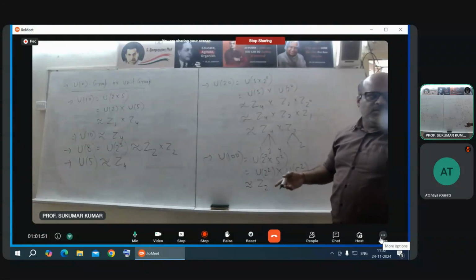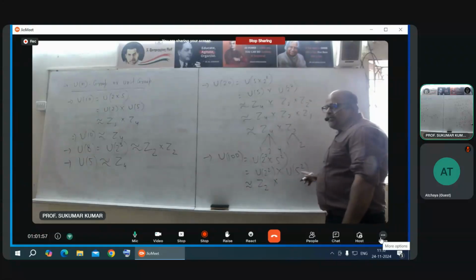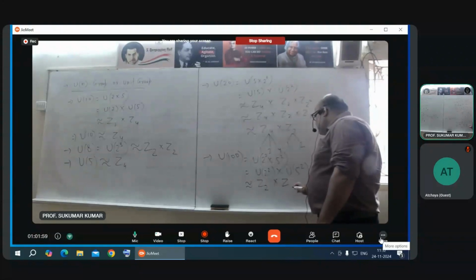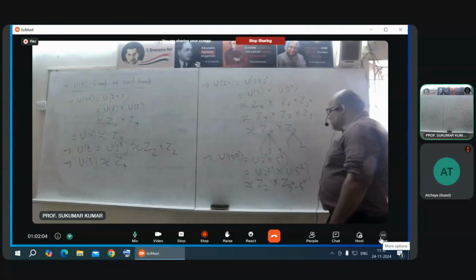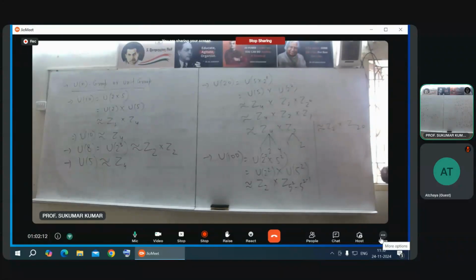Because Z2 cross Z2 power r minus 2, that is 0, power 1, Z1 only will come. So direct Z2. U of p power r means Z p power r minus p power r minus 1. So 25 minus 5, 20. So U100 is isomorphic with Z2 cross Z20. From here you find 1 order, 2 order, 5 order, 4 order, 10 order, everything will come.